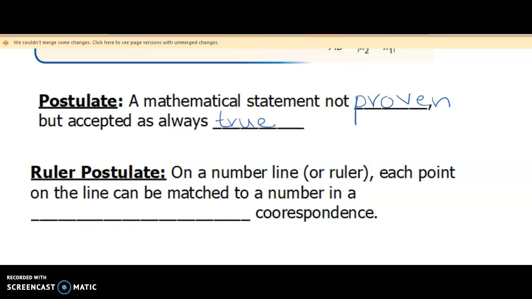And the ruler postulate says on a number line or ruler, each point on that line can be matched to a number that is in 1-to-1 correspondence. 1-to-1 correspondence means that if I pick up a line and I find a point on that line, there's only one number on that line or on that ruler that is matched with that particular point.